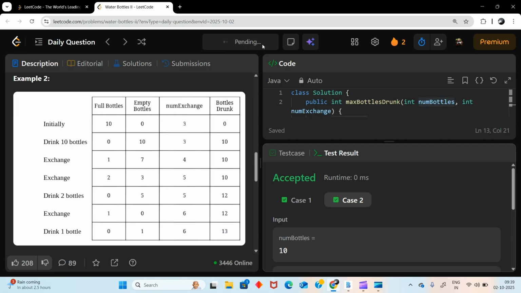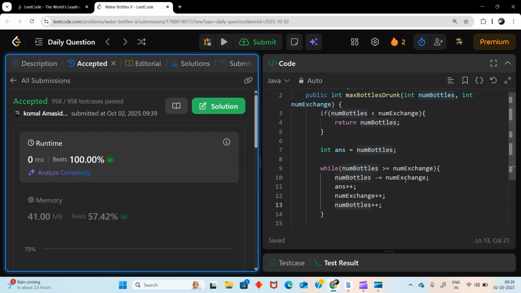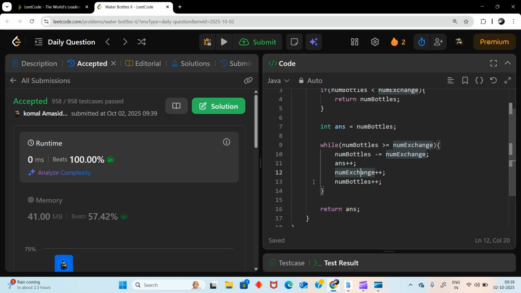Let me submit this solution. So basically here we are subtracting because we can exchange only one. Now we have that bottle with us, one full bottle. So that is why I incremented the answer, because we can empty that. Now how many empty do we have? We have to increment one more right here. So that is why we have added this. So here you can see the solution is accepted.